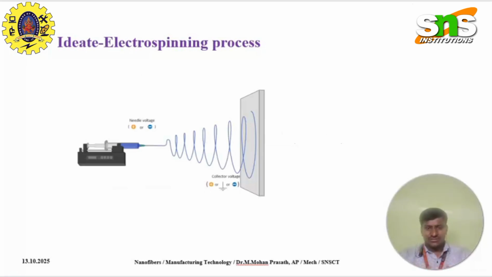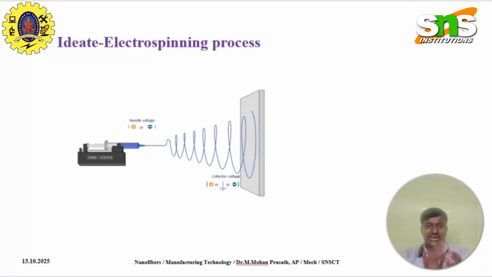The schematic representation is shown in the figure, which clearly indicates that it consists of three components. The first is the syringe pump. The syringe pump loads the needle containing the polymer solution, for which a flow rate is given. At the end of the needle, it is connected to the high voltage supply. After applying voltage, the solution is converted into nanofibers. Nanofibers are deposited on the collector drum.